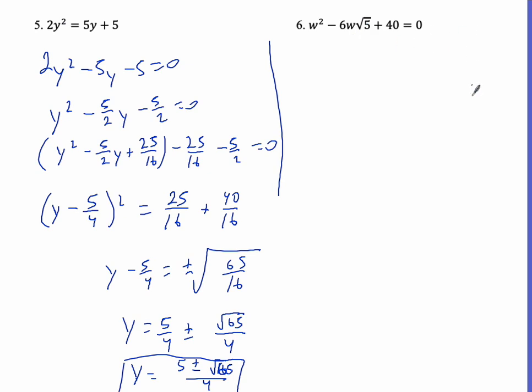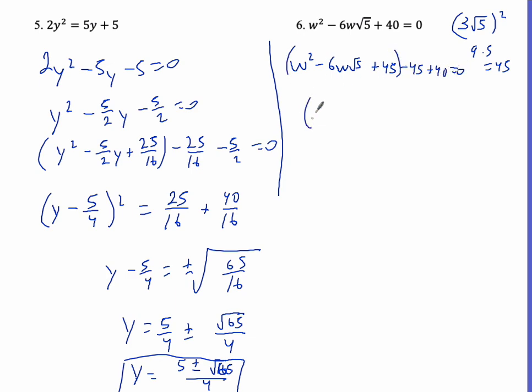So let's do this on the side. So half of that squared. Half of that is going to be 3 root 5. And then square it equals 9 times 5, which is 45. So we've got w squared minus 6w root 5 plus 45 minus 45 plus 40 equals 0.